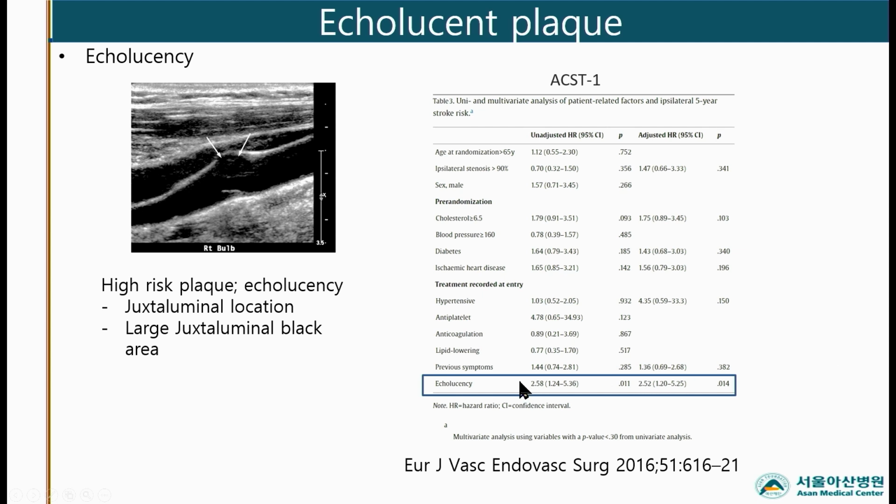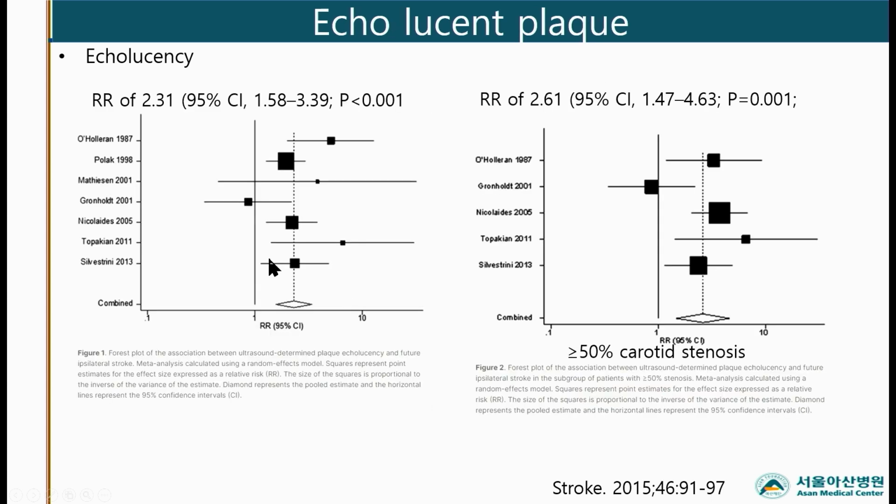As you can see here, if there is an echolucent plaque, from the ACST-1 trial, the risk of ischemic stroke is 2.5 times higher than in those who do not have an echolucent plaque. And from some meta-analyses, you can see the risk increases similarly, about 2 times, in those who have echolucent plaque. And if you restrict this to 50% carotid stenosis, which is significant stenosis, the risk goes up to 2.6.